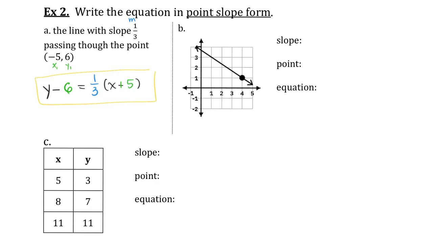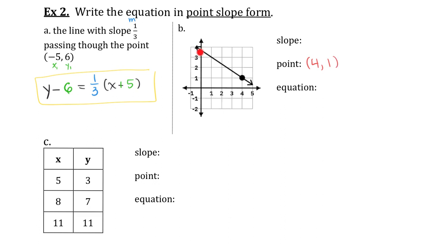Okay, let's look at this one here. For B, I see the graph. What do I see? I see this nice point here, so I'm going to use that as my point, although there are other points I could use. So that point is (4, 1). Now I still need a slope.